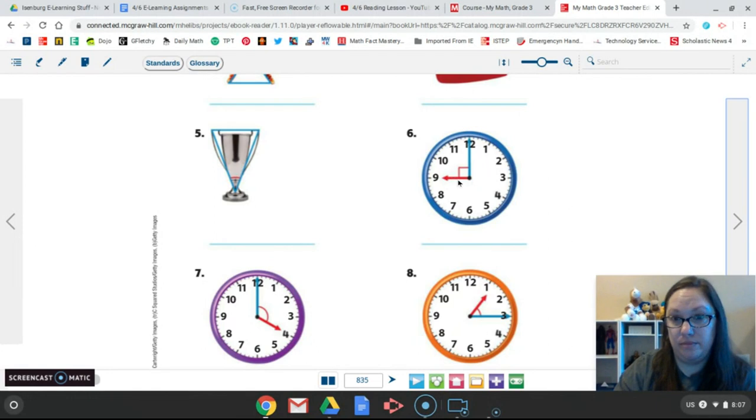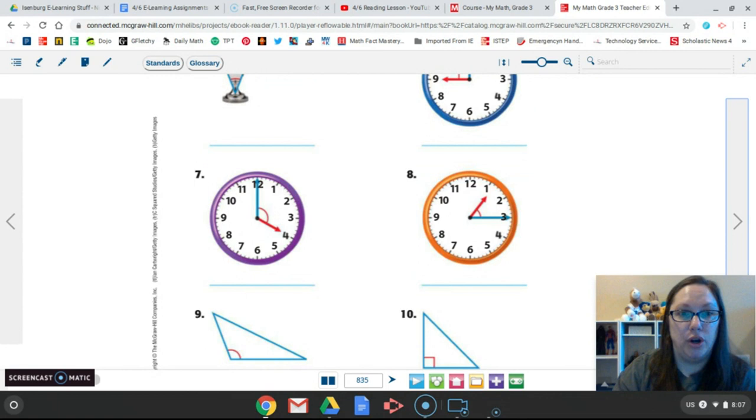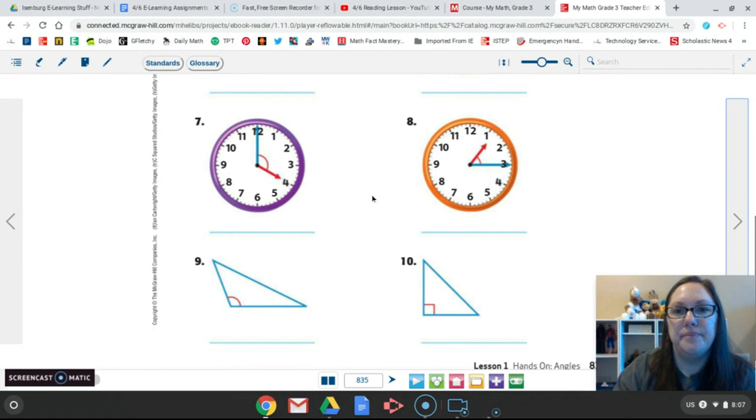Number 6, see the square? That means it's 90 degrees or a right angle. And then number 7 has the big mouth. This is a wide angle, so that means it's more than a right angle. Number 8 has a small mouth, so that means it's less than a 90-degree angle.